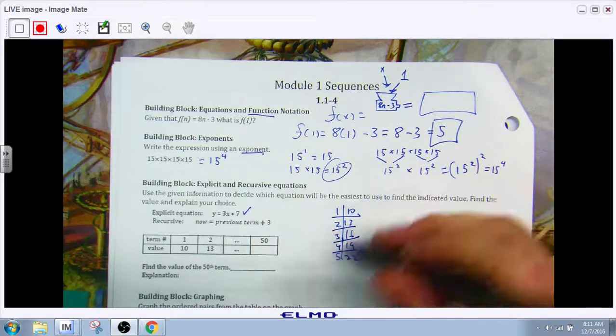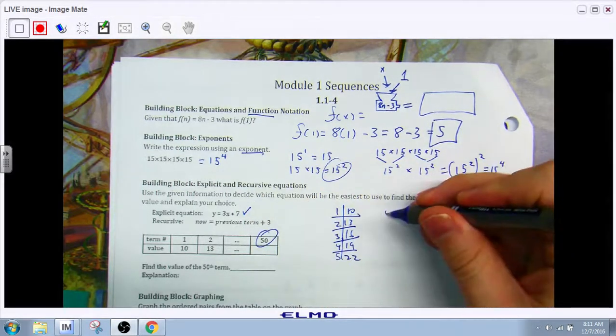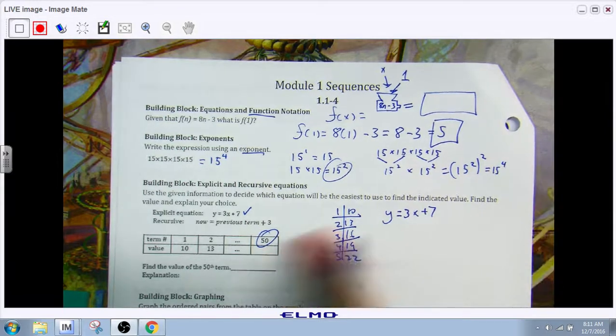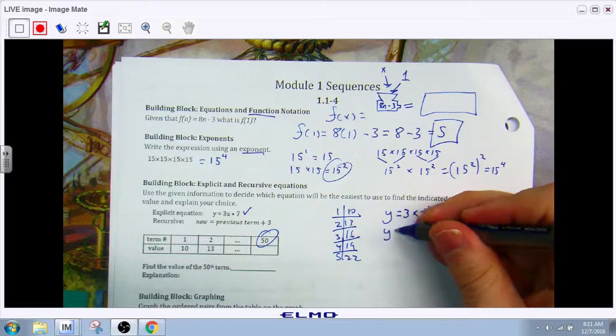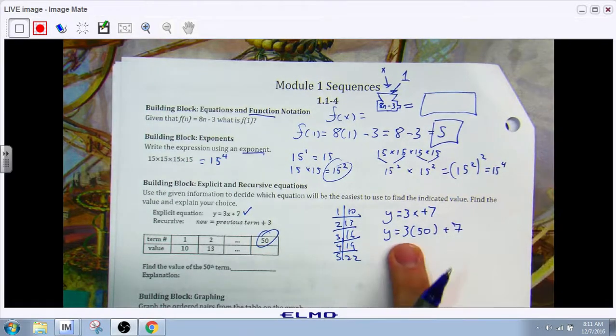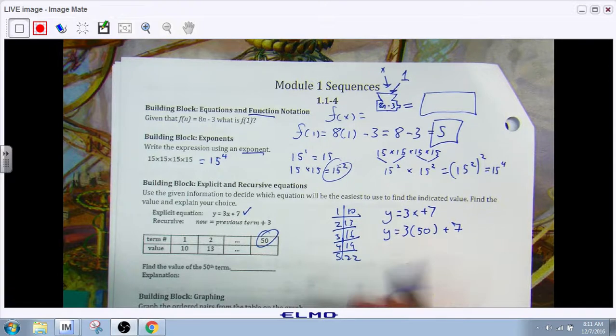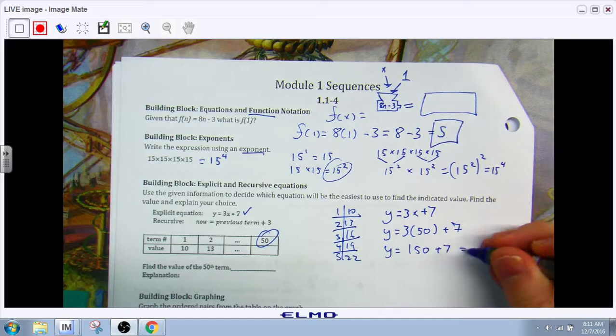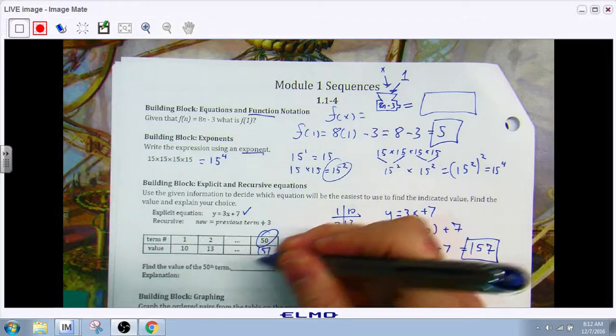It's a little bit more powerful, and so I know that my term is 50. So y equals 3x plus 7. Well, my term is 50, so that's what I plug in for x. So y equals 3 times 50 plus 7. Please excuse my dear Aunt Sally, I've got to do multiplication first. So y equals 150 plus 7, which of course is 157. That is my answer, 157.